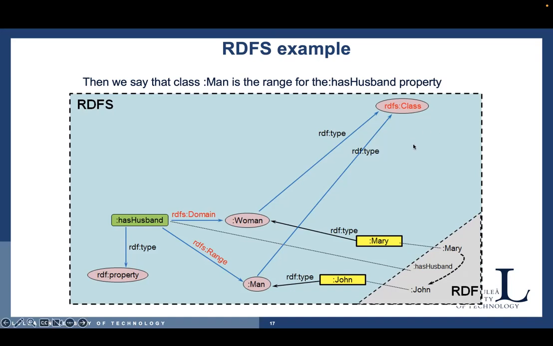So in the terminology of ontologies, the domain for the property, the validity domain for the property, is the class woman, and this property also has a range. The range defines possible values or possible objects which it spans over, and so we define that the range for this property is the class man.